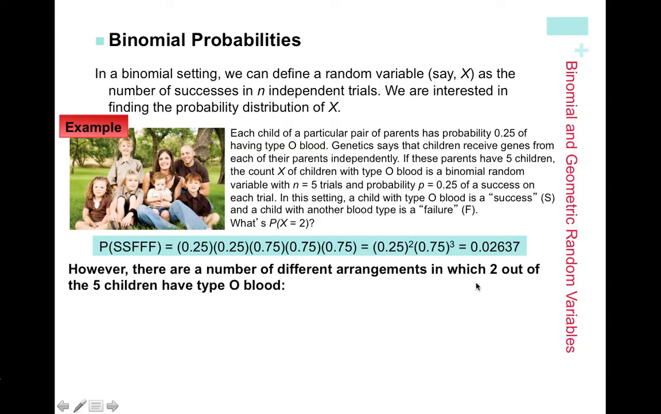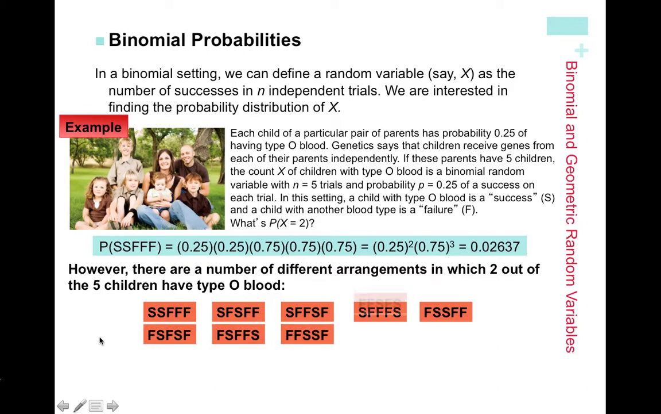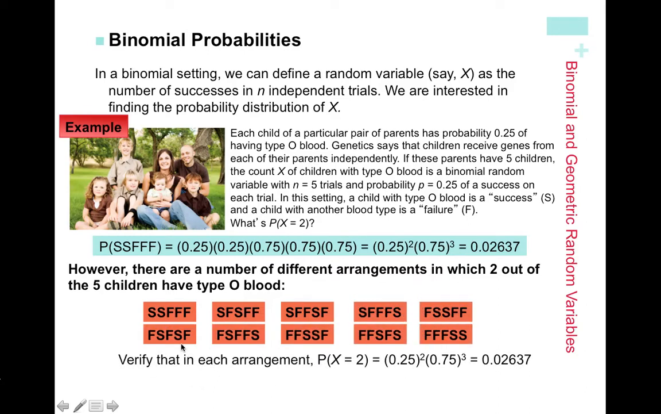But there are other arrangements in which 2 out of 5 children can have type O blood. When we write this, we're saying the first kid does, the second kid does, and the third, fourth, and fifth kid does not. But they don't have to come in that order. It could be any of these others. And in each one of these arrangements, you should be able to verify that we have the same probability for each of them. That's because no matter where we are, we're multiplying 0.25 twice and 0.75 3 times. So it's this right here. It just changes the order. And with multiplication, we can multiply in whatever order we want.